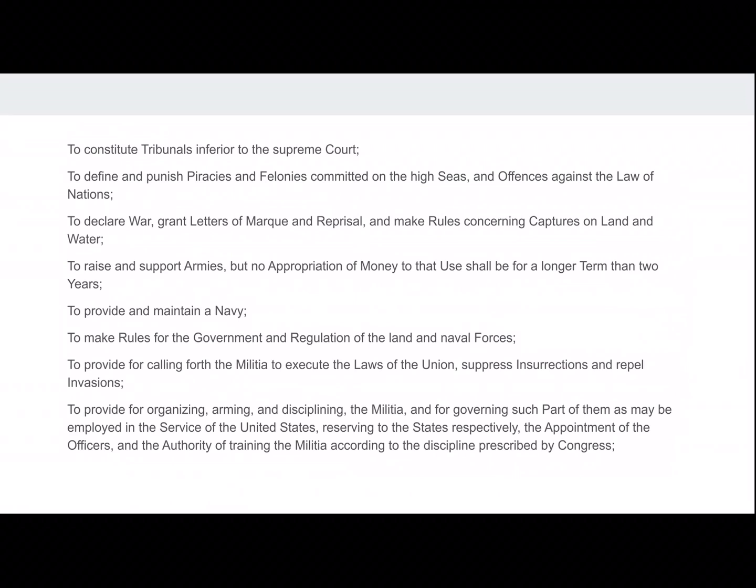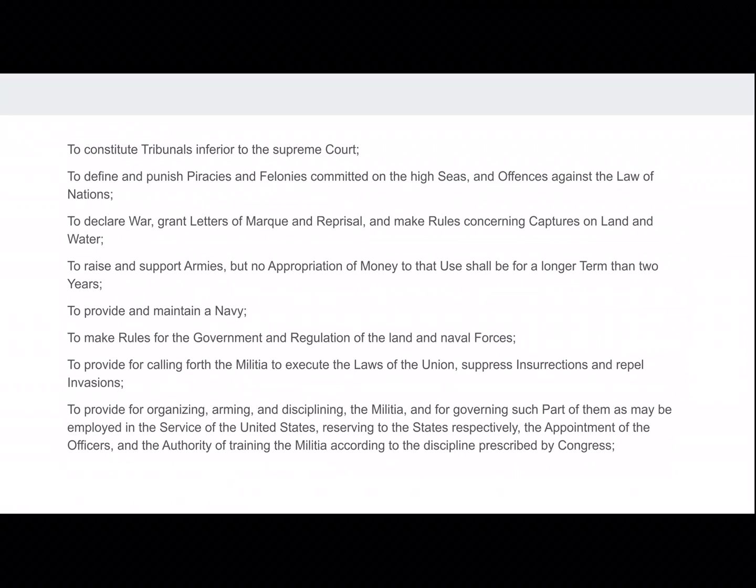To declare war, grant letters of marque and reprisal, and make rules concerning capture on land and water. They are the ones that get to declare when we attack someone. It's not the president, it's the Congress. It's to make sure that nobody gets hot-headed and angry and kind of flies off the cuff and attacks someone. Congress works together to declare war.